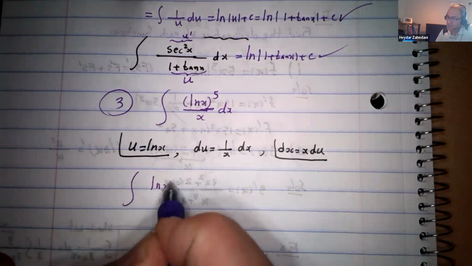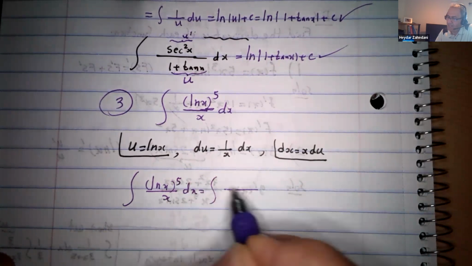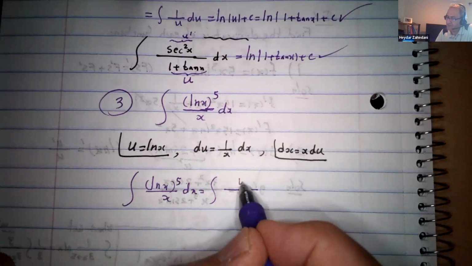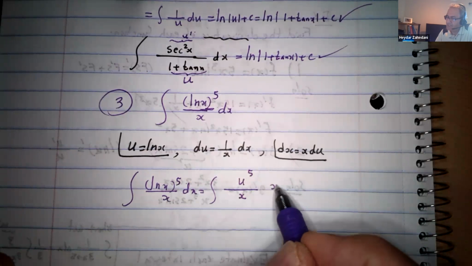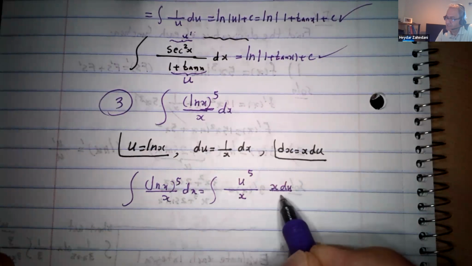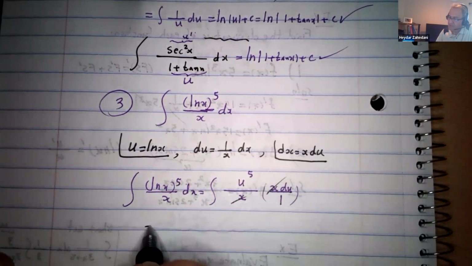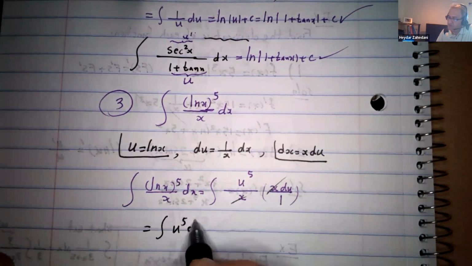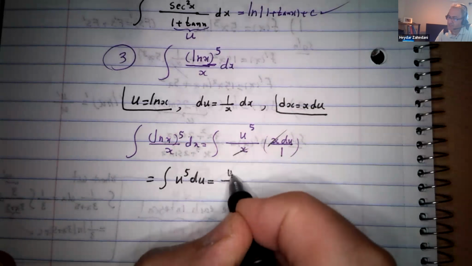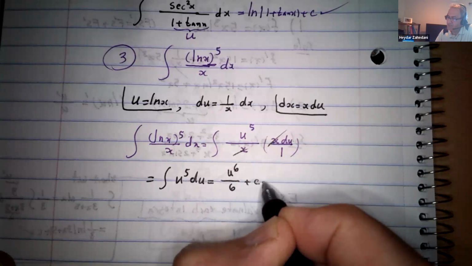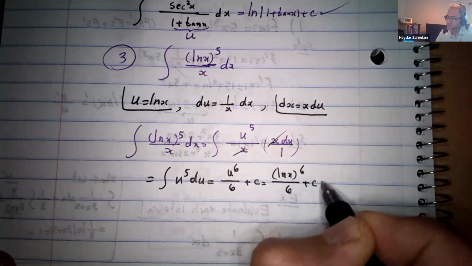So it's going to be ln x to the fifth over x dx, which is ln x. Ln x is what? Is u to the fifth. X, you don't have anything for the x, don't worry. The dx is x du. It's like, you know, x dx over 1. Now the x and x would cancel out. So that gives you u to the fifth du. See? Which is going to be, of course, u to the 6 over 6 plus the constant c. You substitute for the u, it's going to be ln x to the 6 over 6 plus the constant c, and then you're done.